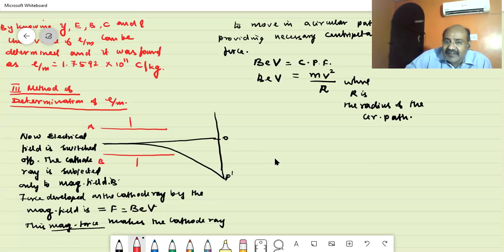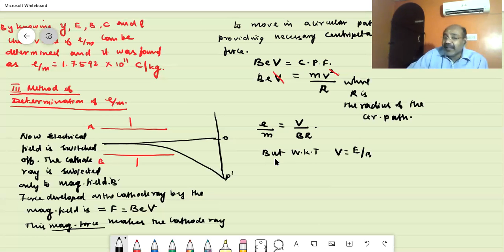Here you see the velocity V, and one of the velocity V will get cancelled. Now I can calculate the value of e by m. Taking m to the other side, I can write e divided by m equal to V divided by B into r. What is V? We know that the velocity V is equal to E divided by B.